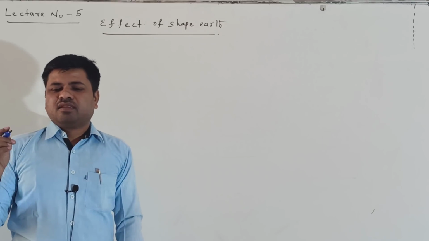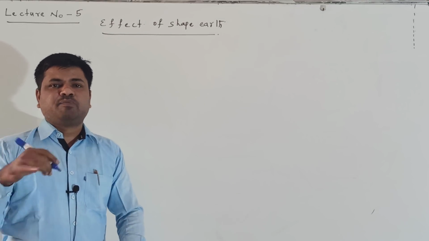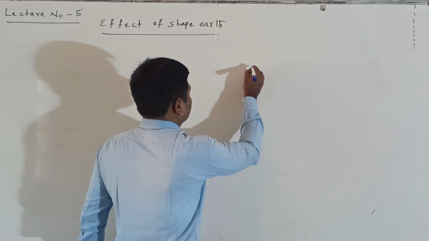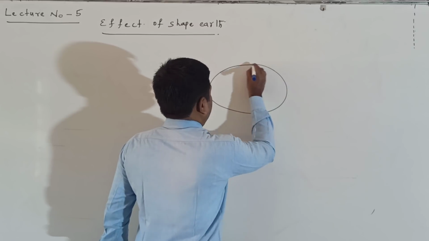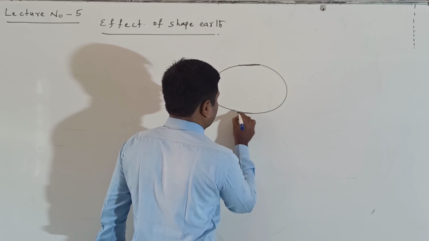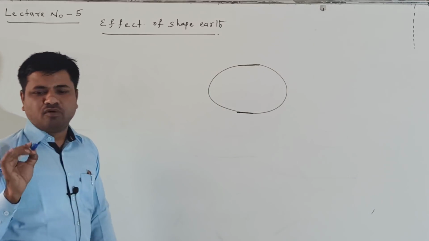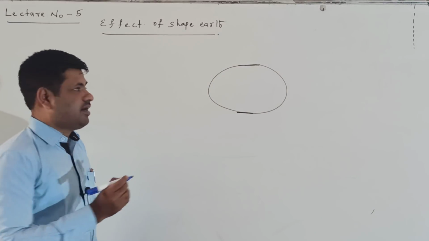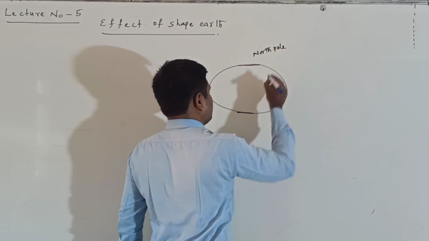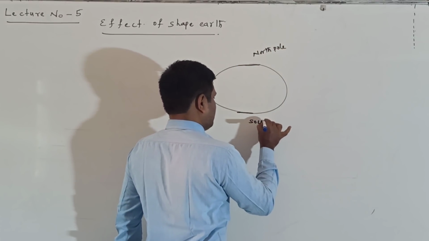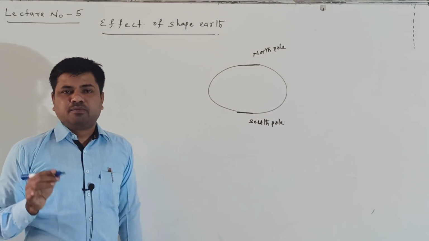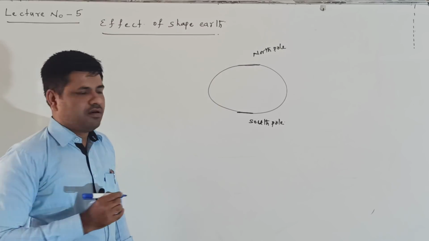Listen here. The earth is not a perfect sphere. It is flattened; some flat is there. It is flat at the poles. This is called the north pole, and this is called the south pole. It is flattened at the poles.